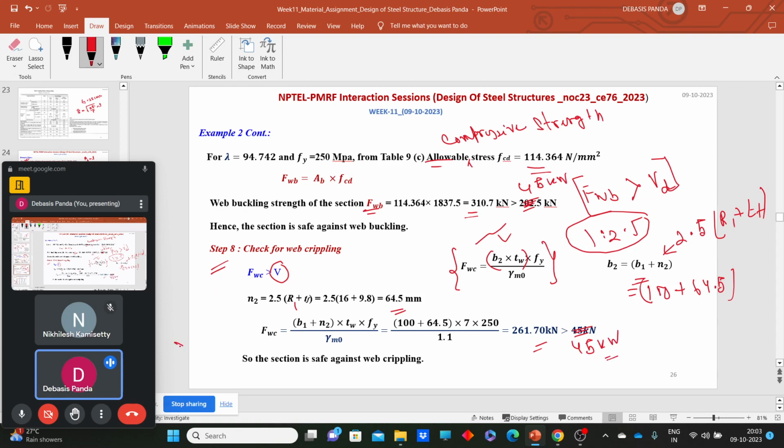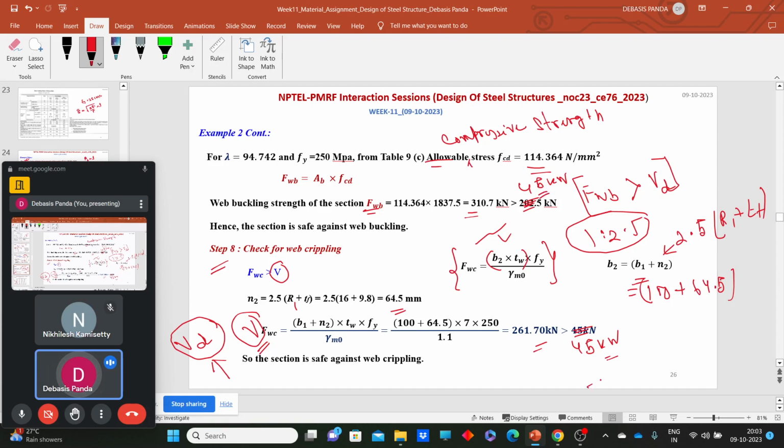because that Vd is nothing but that inherent design property, the capacity of the section, and that V is nothing but the demand portion. That means that is the factored force which is generated due to that load. So basically we need to check against the factored shear force which is generated due to the maximum loading. Obviously that means we need to check with respect to demand, not the capacity. So obviously that should be greater than 45.